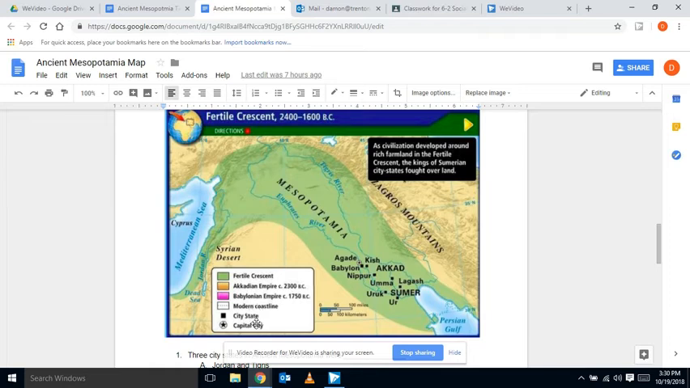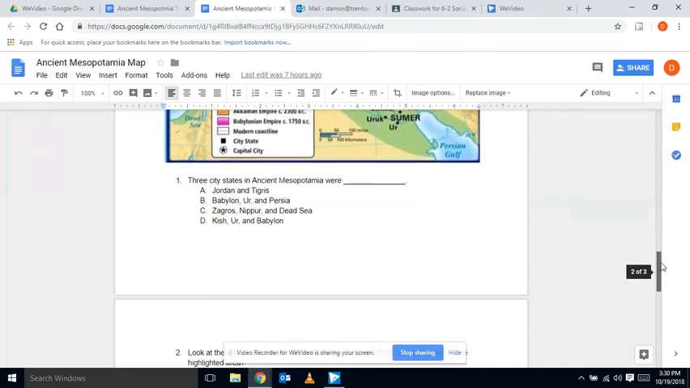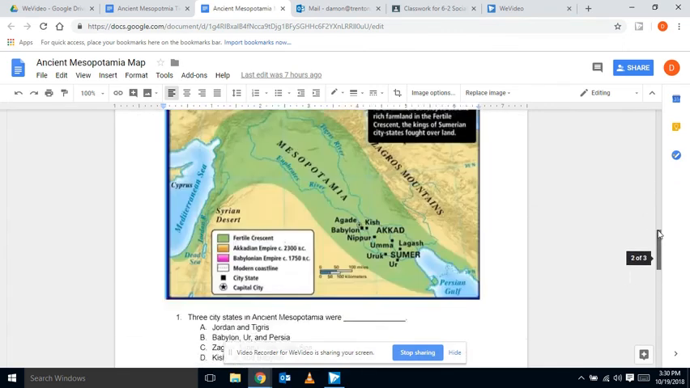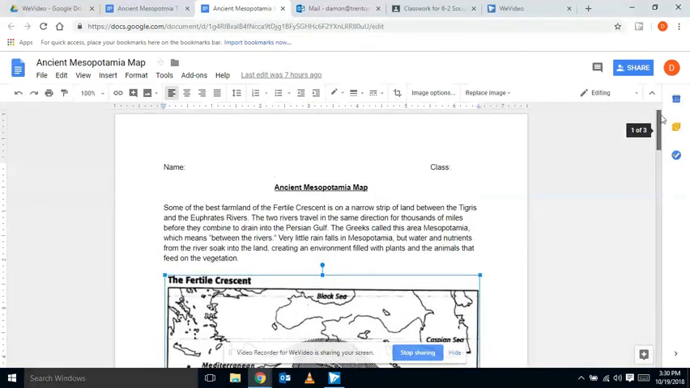And then I would look and see that the star with the circle around it is the capital city. So look up here, and Agade is the capital city. So then what I would do is I would use all of that information to help me answer the questions for the map.